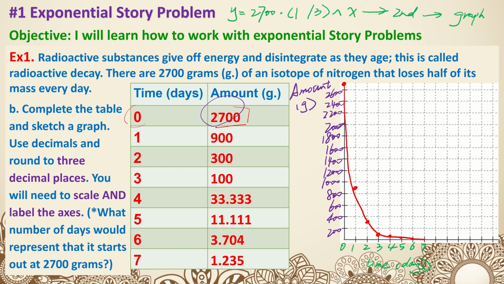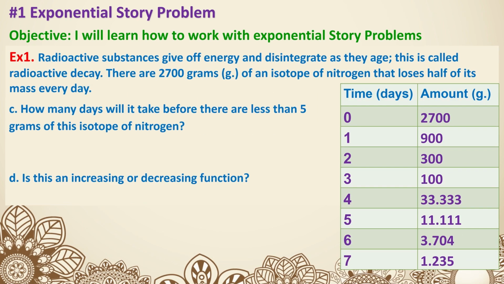There you go. Moving on with the table, how many days will it take before there are less than 5 grams of this isotope of nitrogen? Here's less than 5. And you might be like, well, it's 6. But some of you might be like, the question asked before, well, it's still going to be 6 because you actually start with 0.